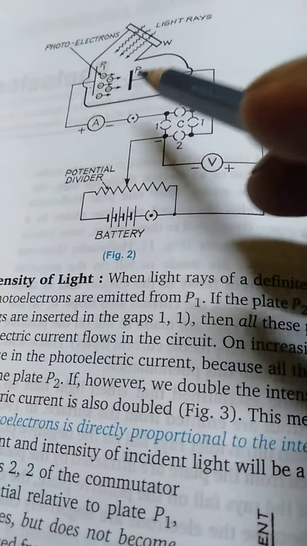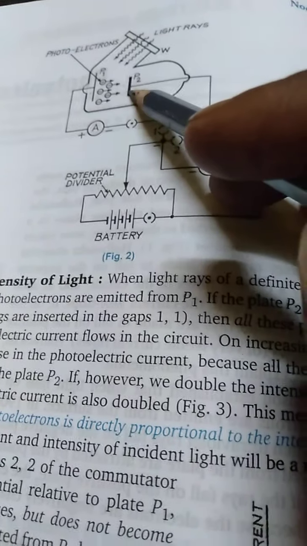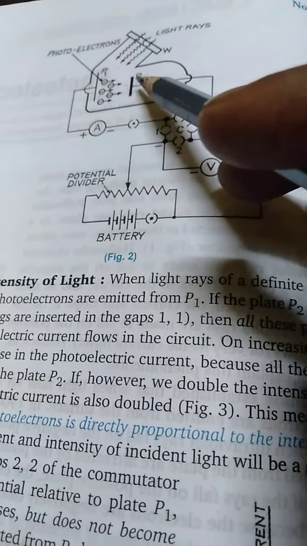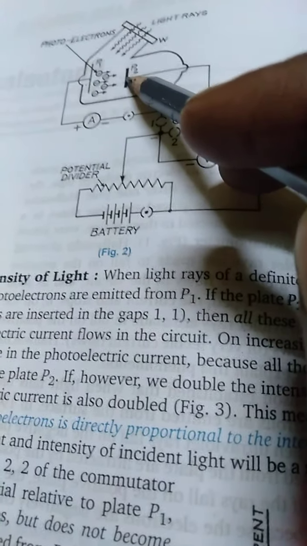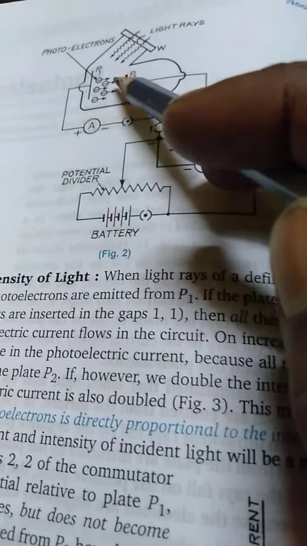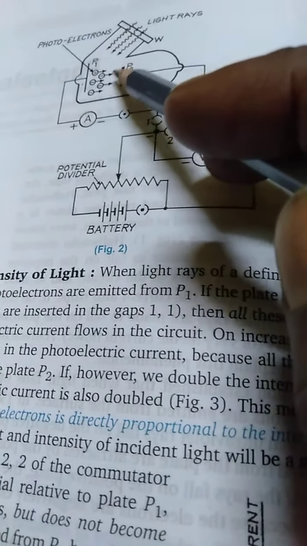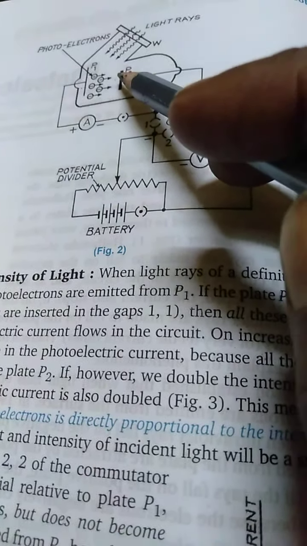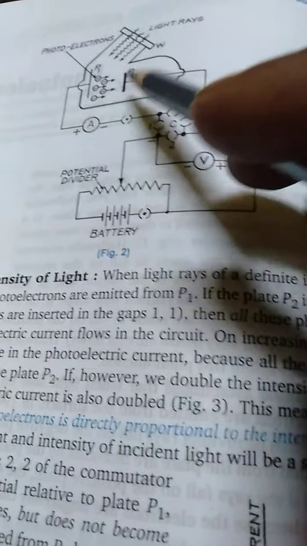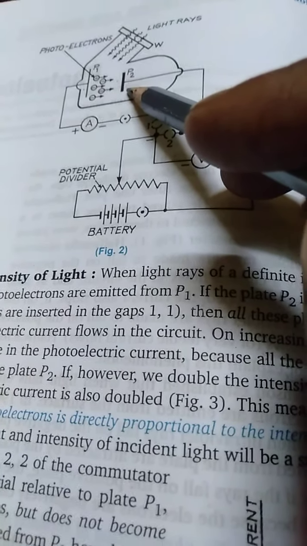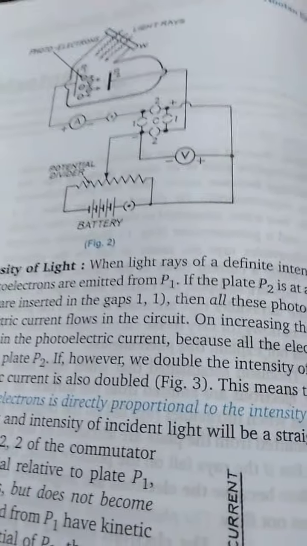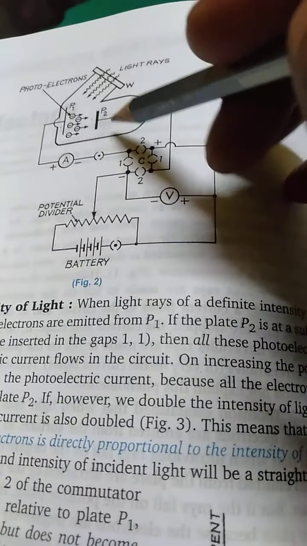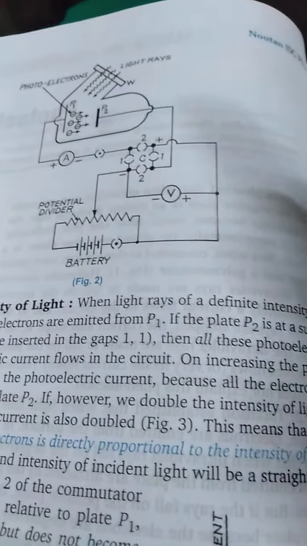We are making this plate more and more negative, and we will see that at a particular potential, let it be V0, the electrons stop coming from this plate. It means even the maximum kinetic energy electron is stopped by this potential V0. So e times V0 is equal to the maximum kinetic energy of the electrons, and V0 is called the stopping potential.